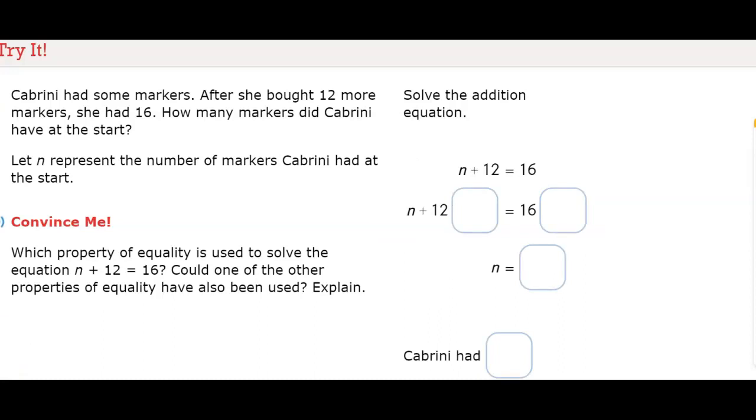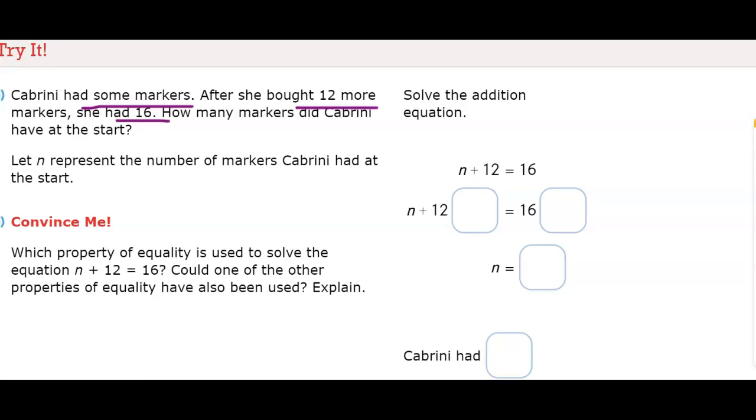Cabrini had some markers. After she bought 12 more markers, she had 16. How many markers did Cabrini have at the start? Let n represent the number of markers Cabrini had at the start. Solve the addition equation. So n represents the number of markers she had before we started. That is some markers, so that's the value of n we don't know yet. She bought 12 more, so we're adding 12 to what she started with. And then she had 16, so it equals 16.